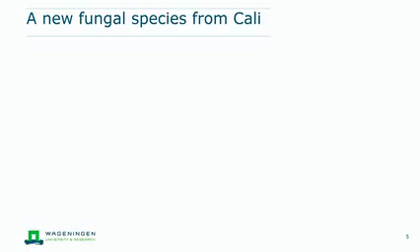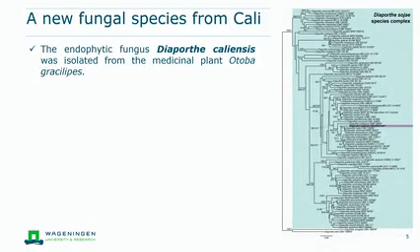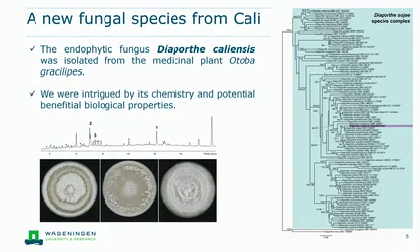And by doing this, during my PhD, we found a fungus which was the first novel species of Cali and was isolated from the medicinal plant Otoba gracilipes. So we named it the Aporte caliensis for Cali, and we were also intrigued by their chemistry because we wanted to explore the hypothesis that if these plants have some medicinal properties and these microbes live inside them, they might also have some very nice properties that we can explore.